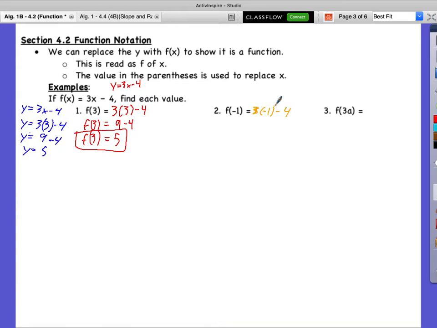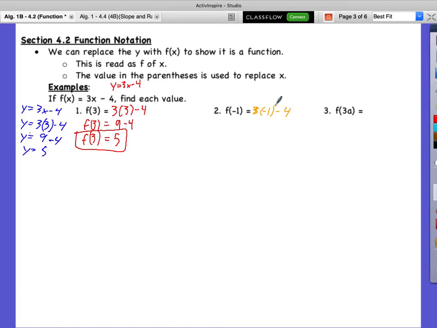Negative 1. So we're saying, okay, for the function f, that's what we name the function. For this function, 3x minus 4, we plugged in 3 before because that's what was in the parentheses. Now we plug in negative 1, that's what's in the parentheses. So we plug that in for x. We say, hey, let's put that in place of x. Let's substitute that in place of x.